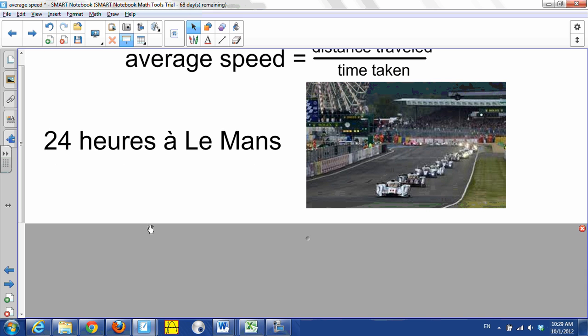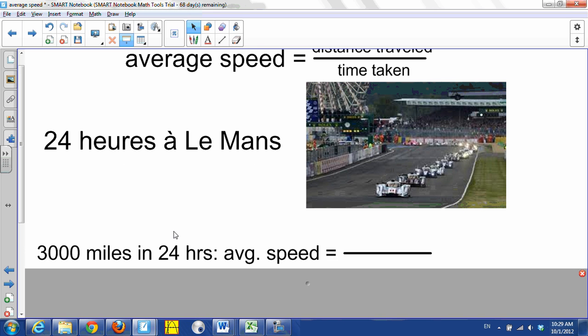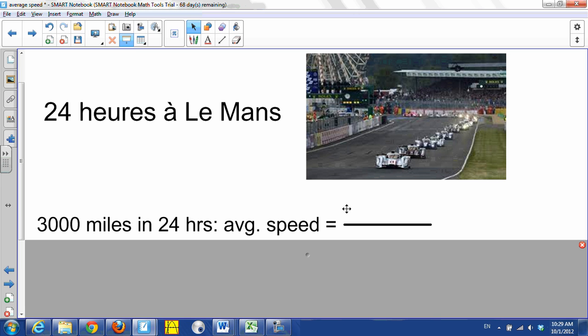Okay, well, let's just say someone has to travel. The rule now is that they have to have three people on your team. One person can't drive for 24 hours. It's not allowed. You would probably wreck. You have to have at least three people in your team that are driving for 24 hours.